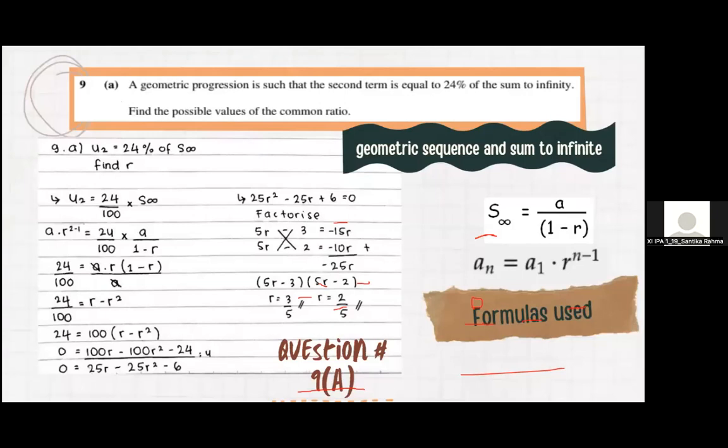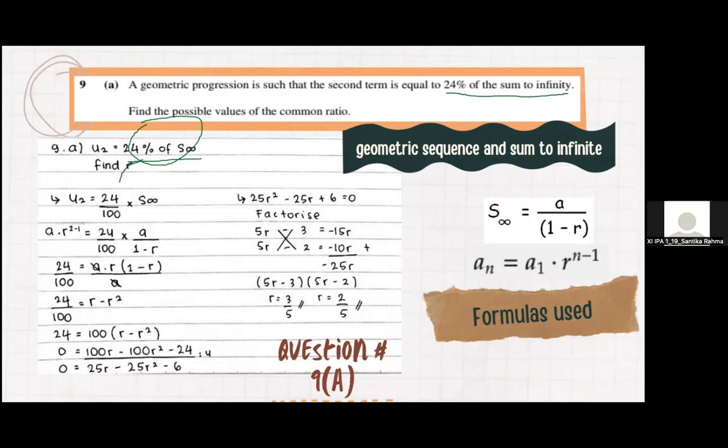For number 9a, a geometric progression is such that the second term is equal to 24% of the sum to infinity. Find the possible values of the common ratio. So we know that the second term is 24% of the sum of infinity. And so we can put it as u2 equals to 24 over 100 times sum of infinity.